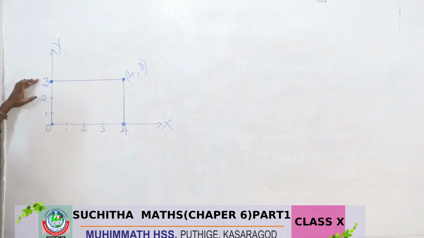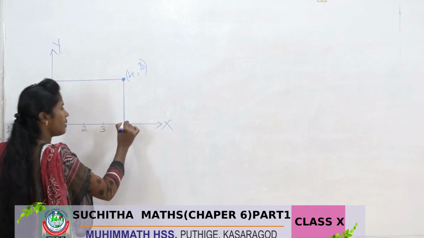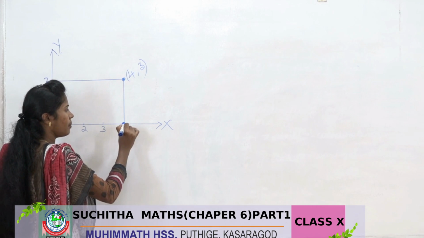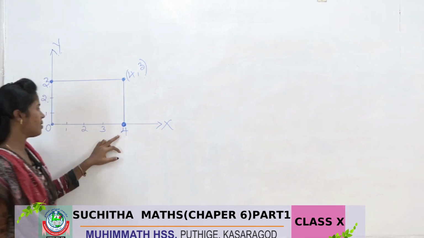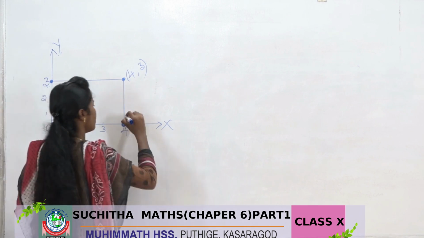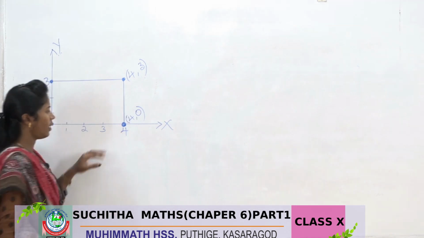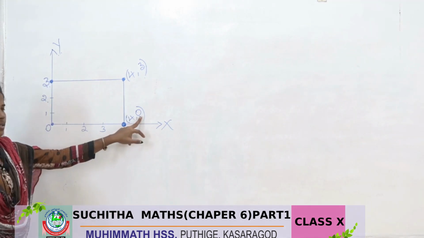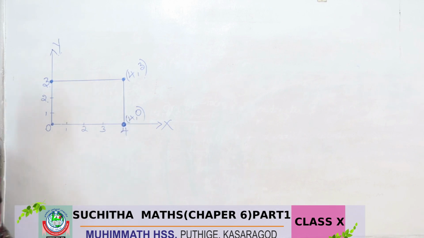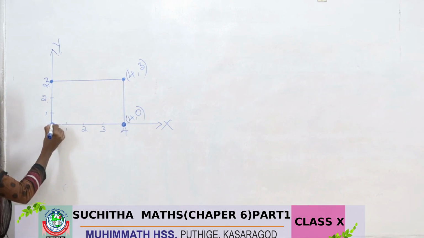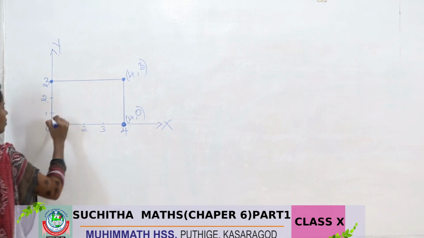So what is the coordinate of this point? Here it is x-axis. The number lies in x-axis. In x-axis, the y coordinate is 0. So coordinate of this point is 4, 0. In x-axis, y coordinate is 0. This point is 4. So 4 and 0. Then it is the origin. The coordinate of origin is 0, 0.